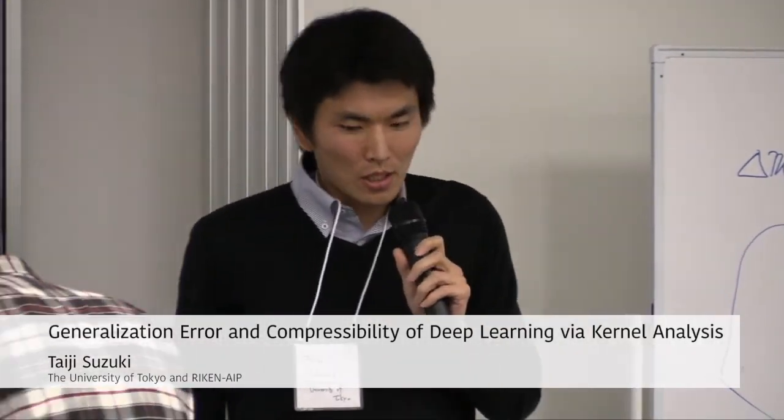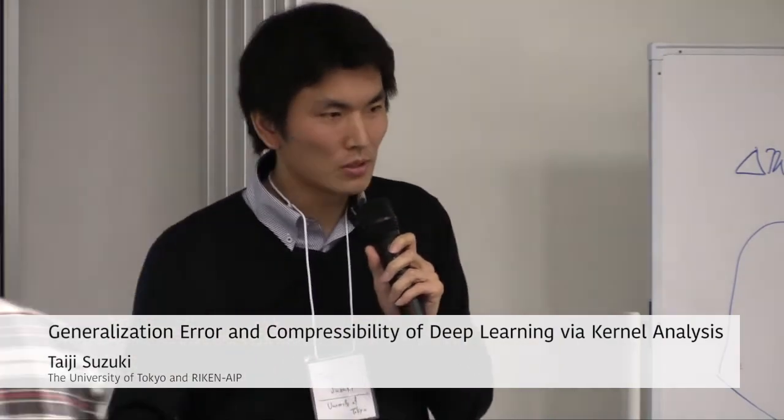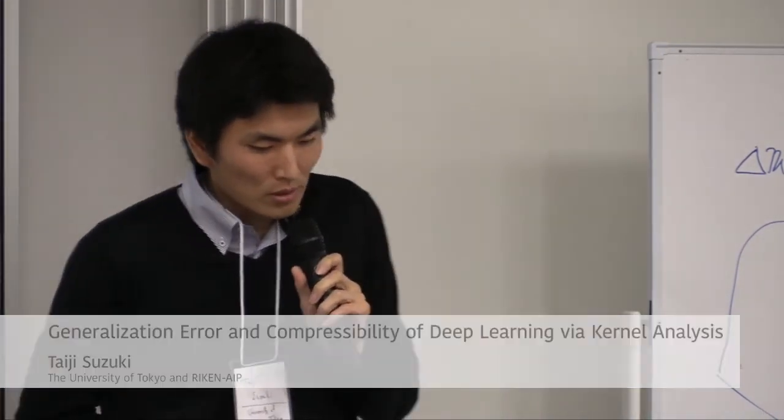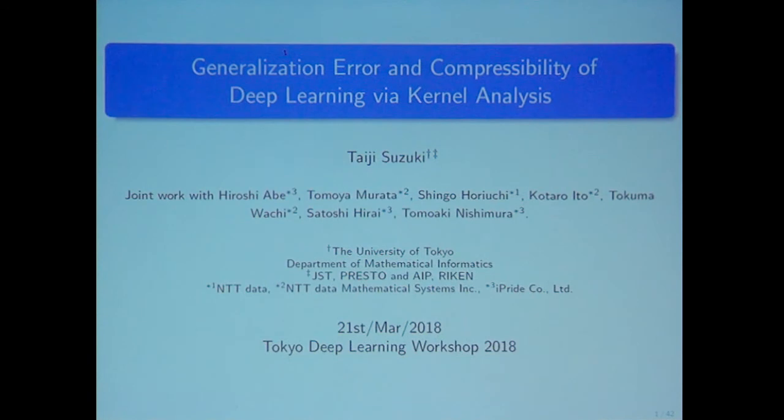Okay, so my name is Taiji Suzuki. I'm from the University of Tokyo. Today, I want to talk about some generalization error bound of a neural network, and I will also talk about the compressibility of a deep neural network using kernel analysis.